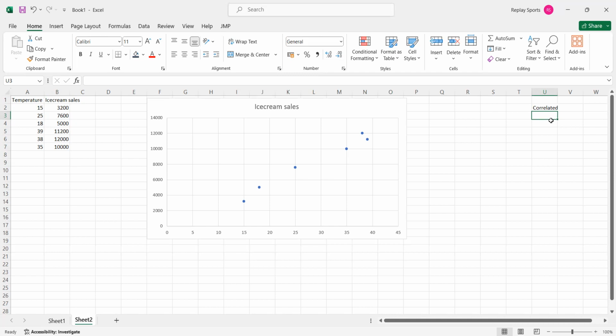There is some kind of relationship between X and Y. What is that relationship? In this case, if X increases, Y also increases. So we say positive correlation. Positively correlated.